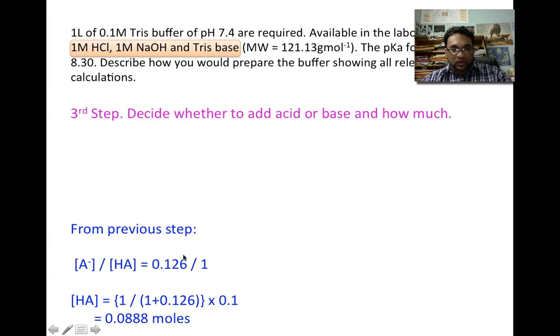So if you say I put 1 over 1 plus 0.126, and all of that we multiply by the total number of moles of buffer, which you found up here was 0.1. So you get 0.0888 moles. So in these cases, a number of significant figures, like 4 significant values, would be good.